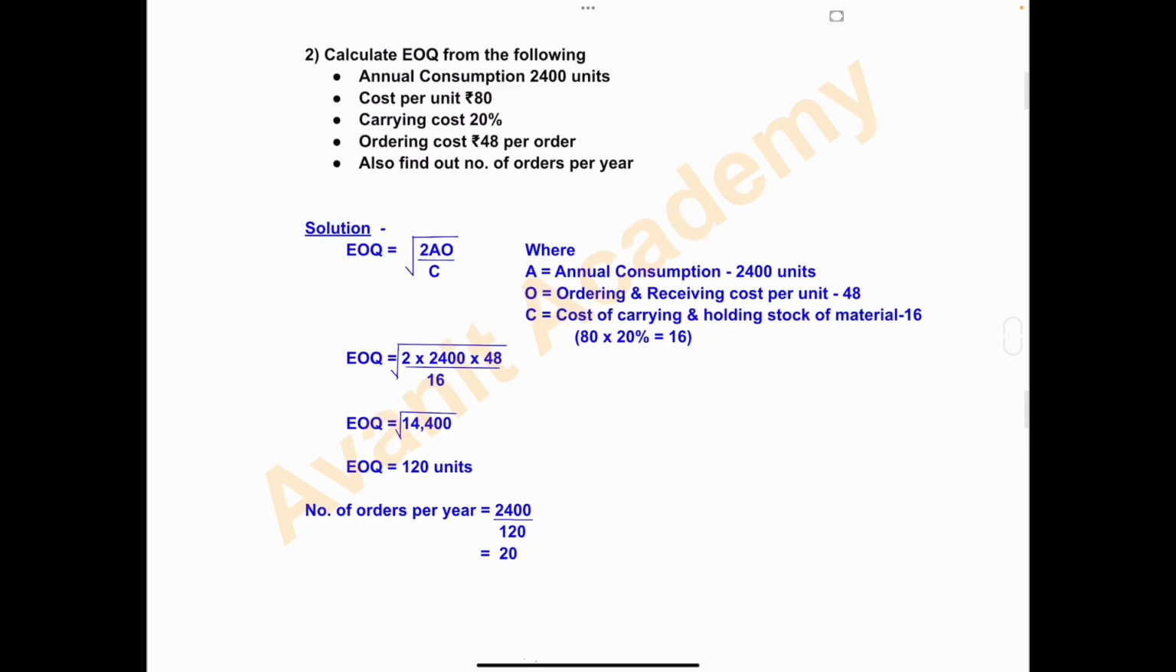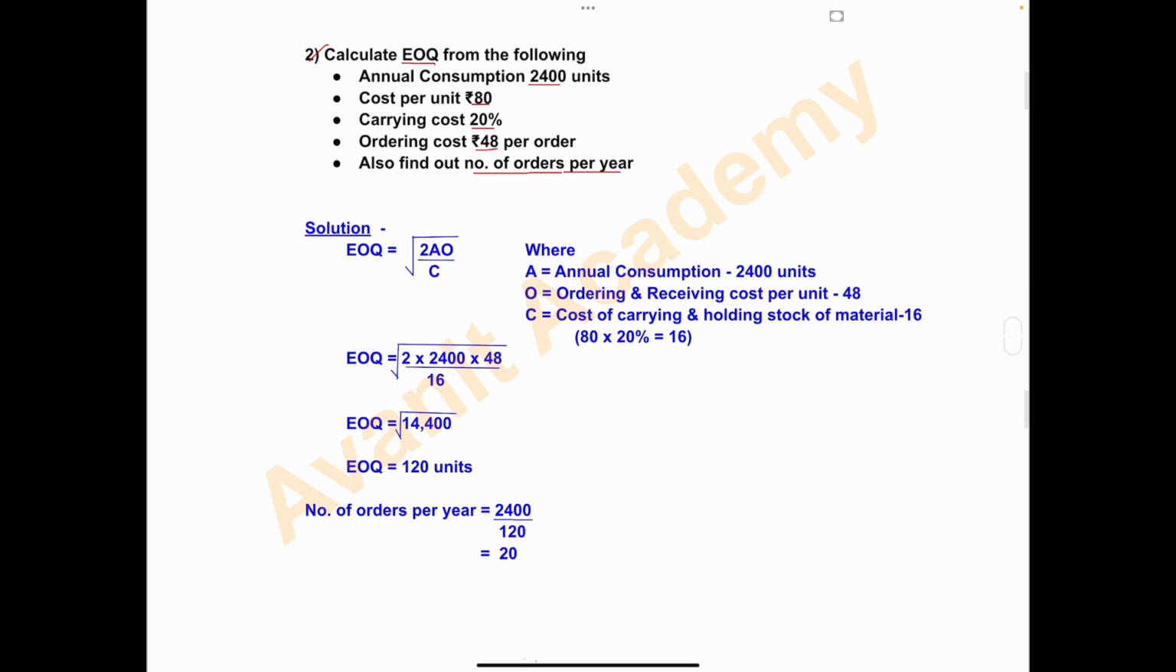Problem number 2. Calculate EOQ from the following. Annual consumption 2,400 units. Cost per unit is rupees 80. Carrying cost is 20%. Ordering cost rupees 48 per order. Also find out number of orders per year. So in this problem, we have to calculate EOQ and we have to calculate number of orders per year.